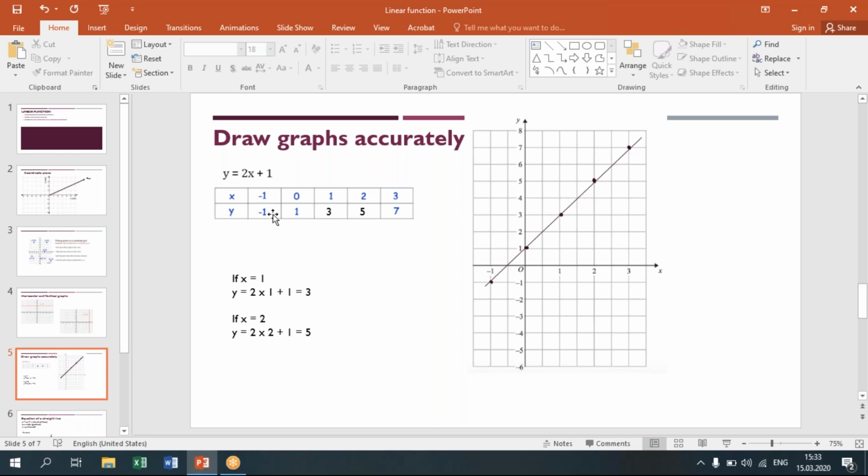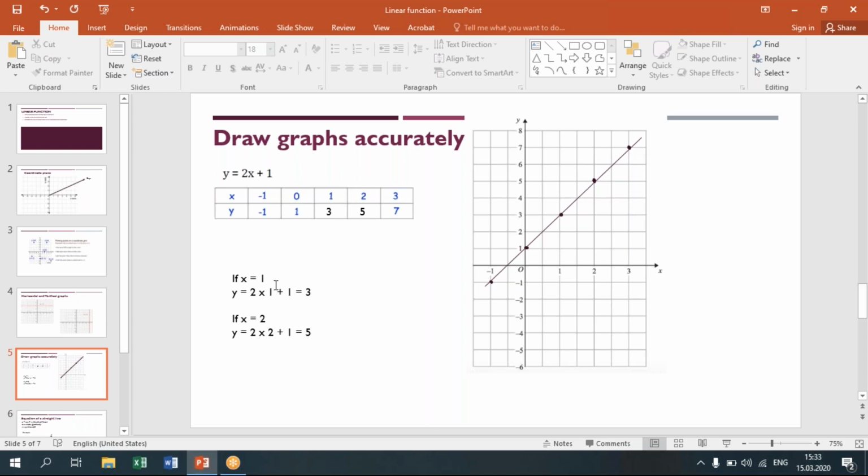If x is equal to -1, y will be equal to -1. How did they do it? It means we have to substitute this value -1 instead of x: 2 times -1 will be -2, -2 plus 1 will be -1. The same happens with x equal to 0. If x is equal to 0, 2 times 0 is 0, 0 plus 1 is 1. That's why y is equal to 1.